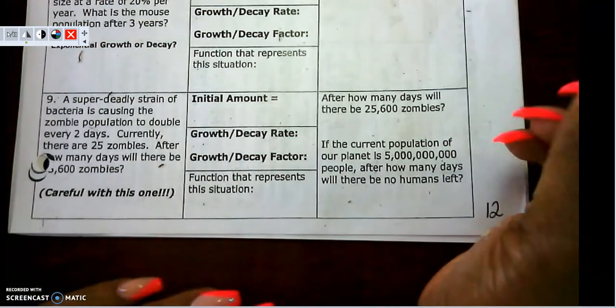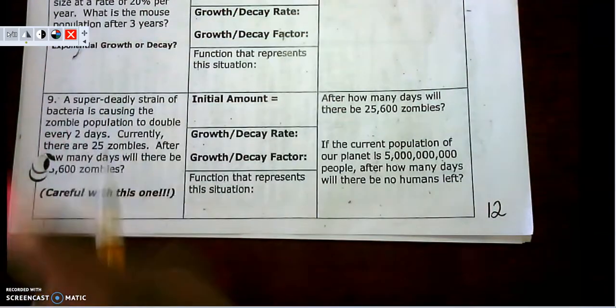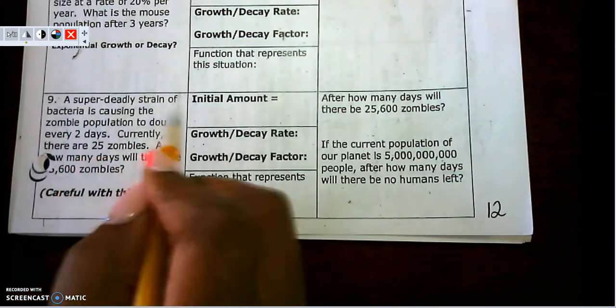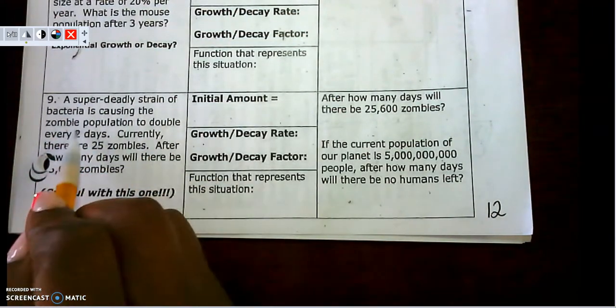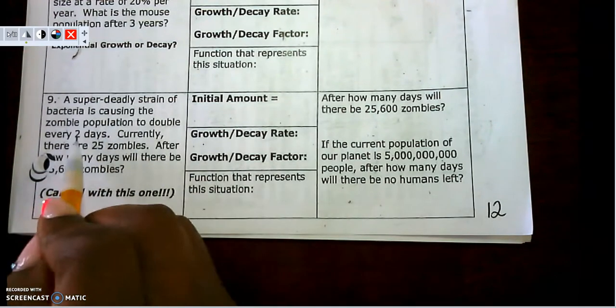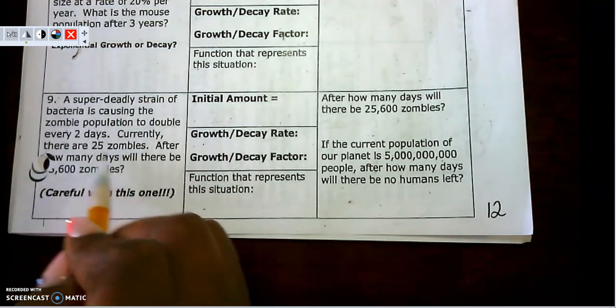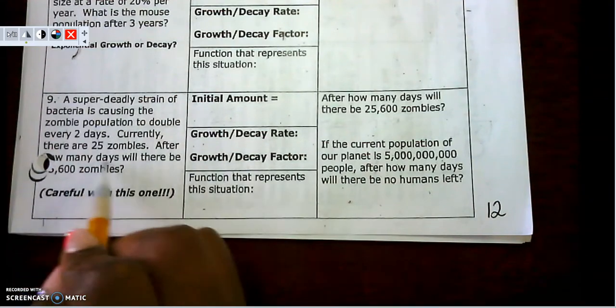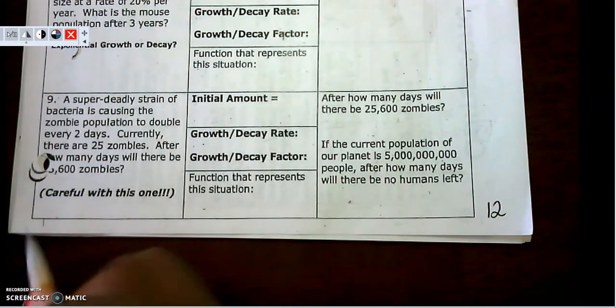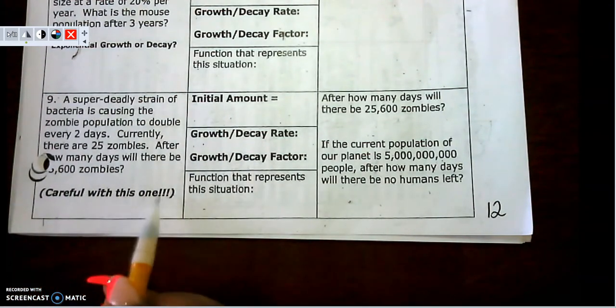So now we're going to move to problem number 9. It says a super deadly strain of bacteria is causing the zombie population to double every 2 days. Currently, there are 25 zombies. After how many days will there be 25,600 zombies? They said careful with this one.